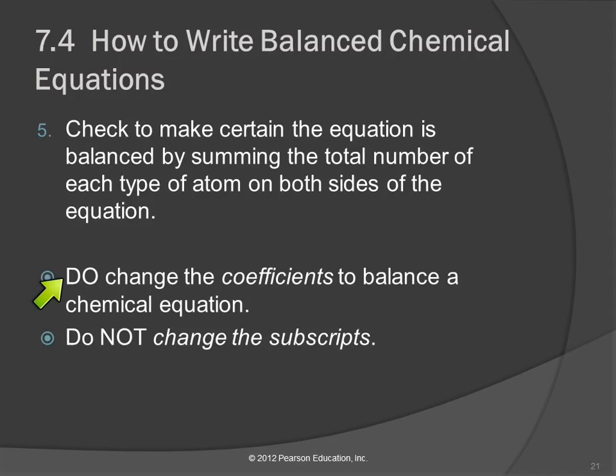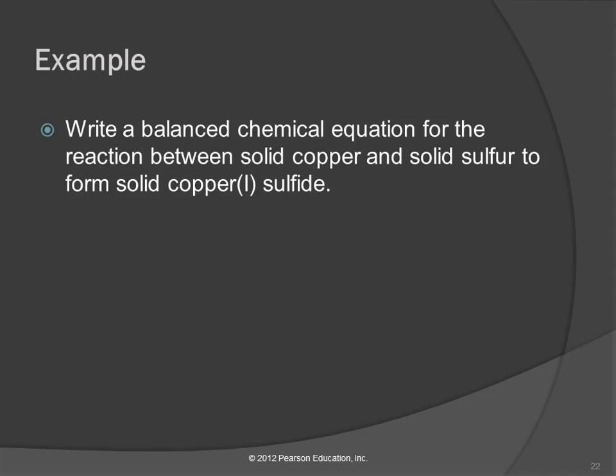So these are important. Do change the coefficients. Coefficients are the numbers in front of the equation. You can say, okay, well, I need 2 oxygen molecules, or I need 4 oxygen molecules. That is the correct way to balance equations. Do not change the formulas themselves. Don't change the subscripts. You can't say, well, if it was just O, then it would balance, so I'm just going to get rid of the subscript 2. Well, that's the chemical formula. You can't change what the chemicals are. So let's do some examples.